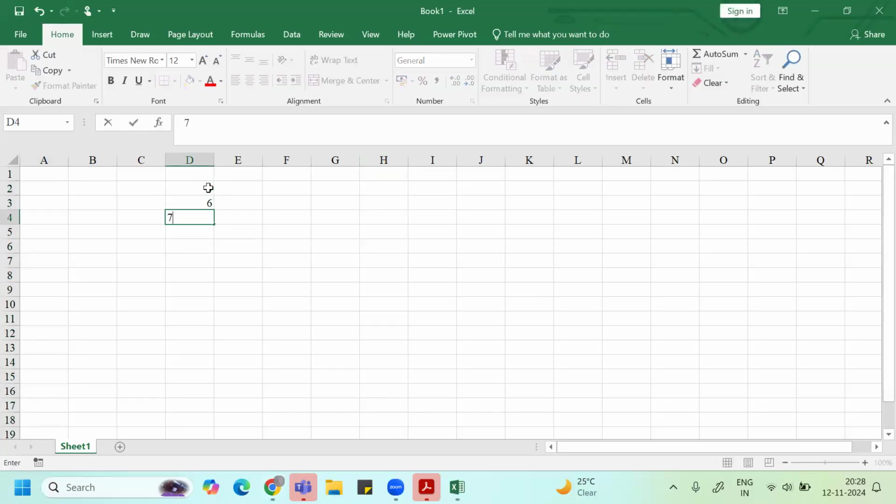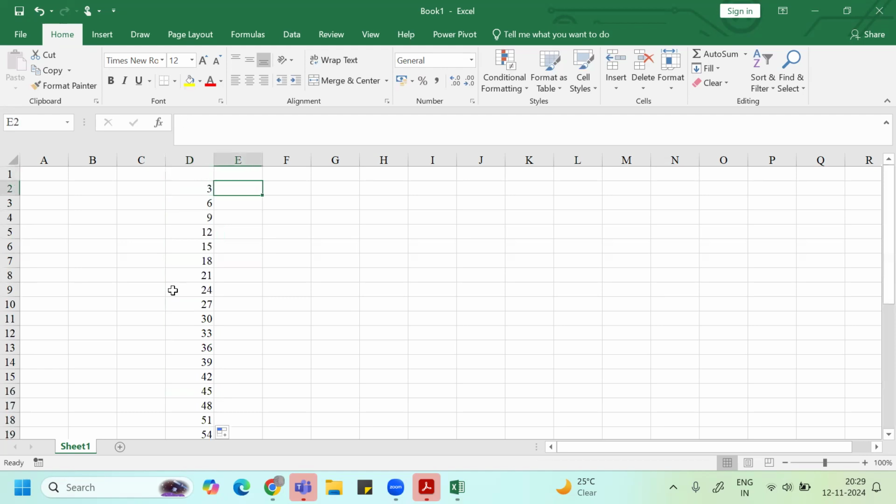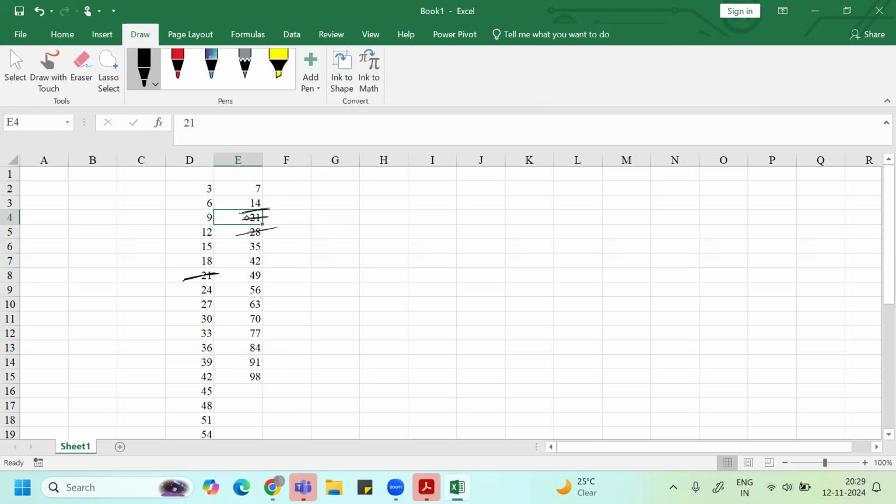If I write 3, 6, 9, and then the table of 7, you can see that 7 does not come in the 3 table. 14 does not come. 21 comes in the 3 table, yes. 28 does not come, 35 does not come. Then 42 comes in the 3 table, yes. 49 does not come, 56 does not come. 63 will come.